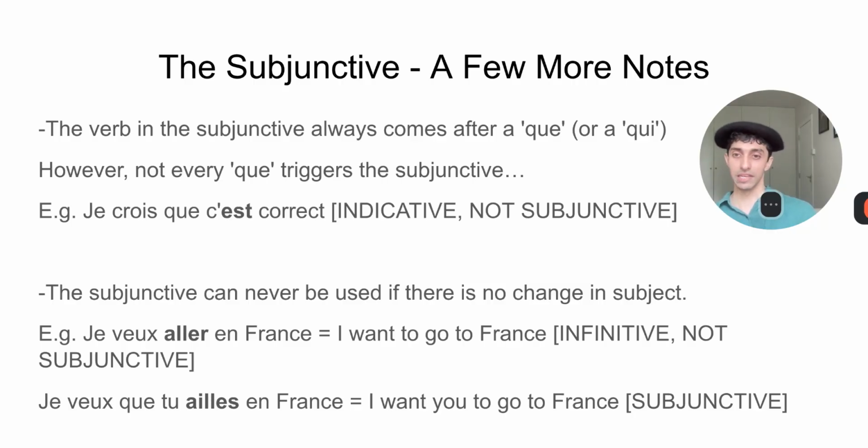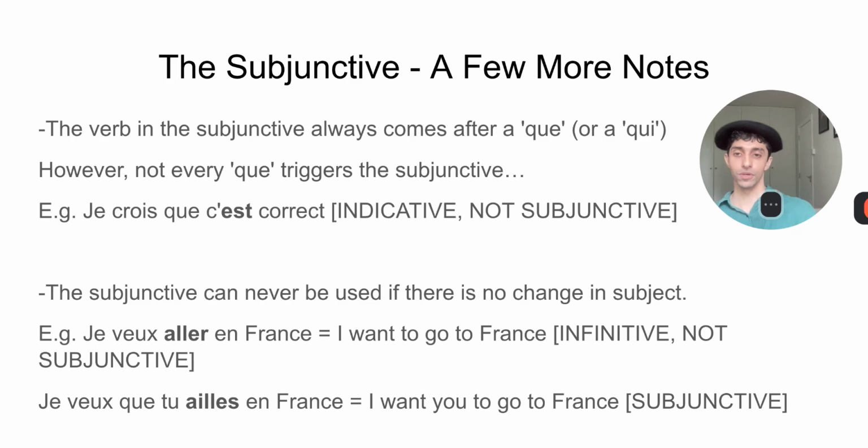If you're saying I don't believe that or I don't think that, that would be followed by the subjunctive mood in French. So je ne crois pas que or je ne pense pas que, that would be je ne crois pas que ce soit correct, for example. Another rule which is quite tricky and which trips a lot of students up is that the subjunctive can never be used if there is no change in subject. This will likely take quite a bit of practice, especially if it's something that is new for you and you're discovering for the first time.